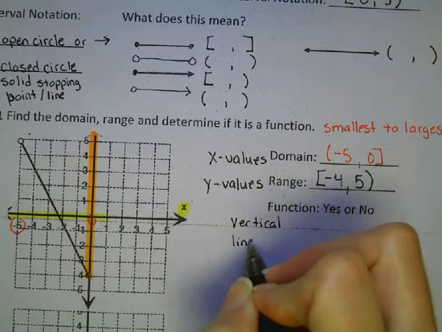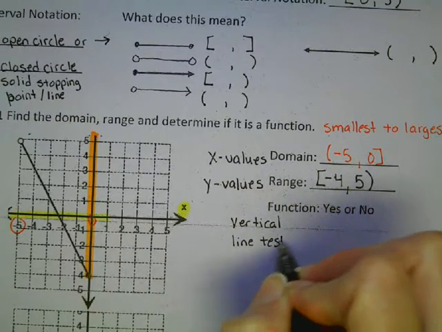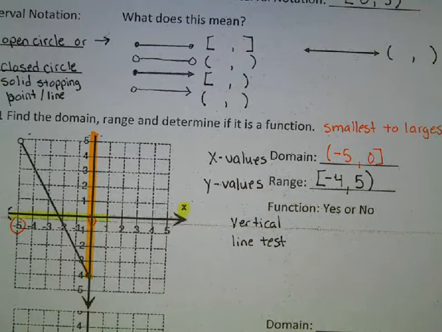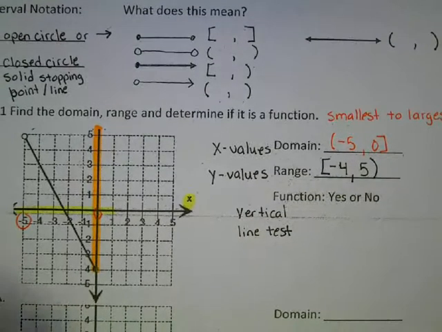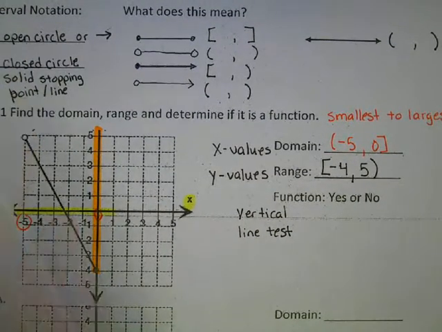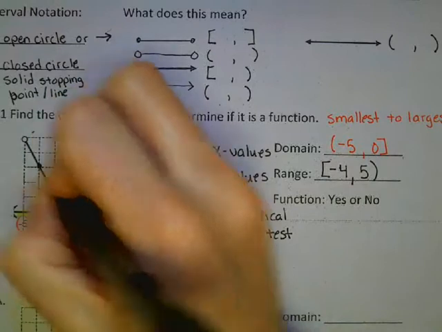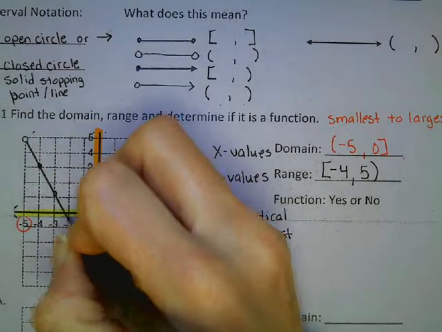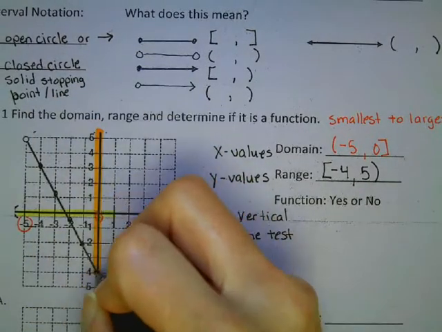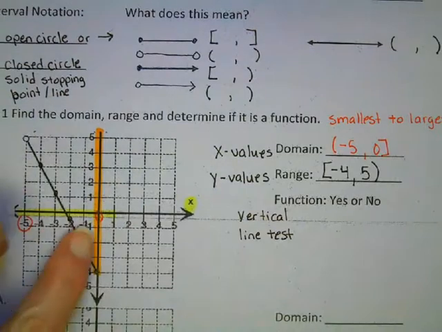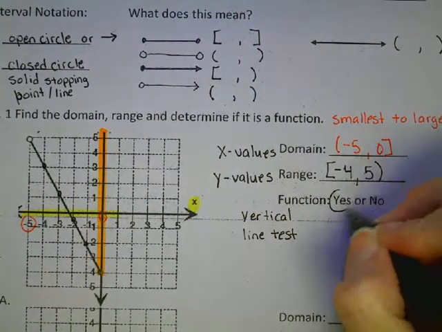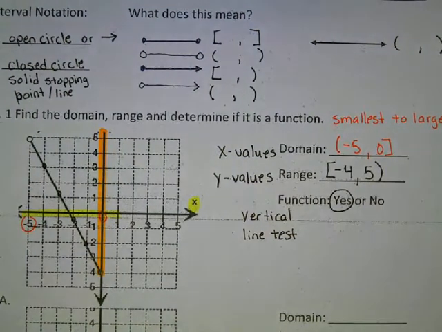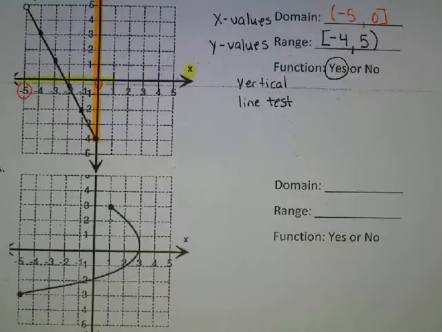We did this on day 1 to tell if something's a function. Can you draw a vertical line through anywhere on the graph, and there's only one point on each vertical line? So in this case, yep, there's one point on each vertical line that you see, so yes, it is a function. Let's try the next one.